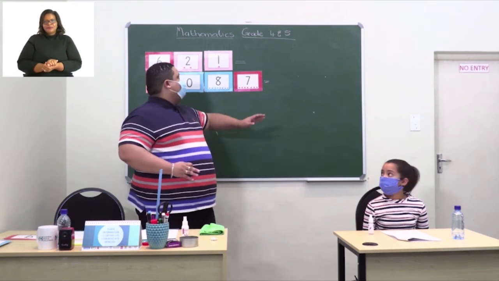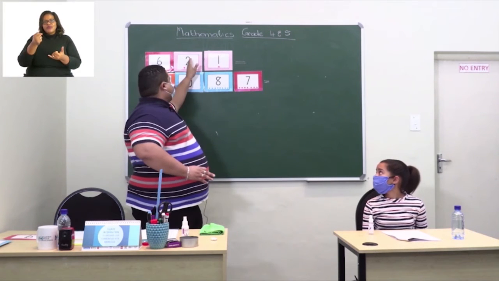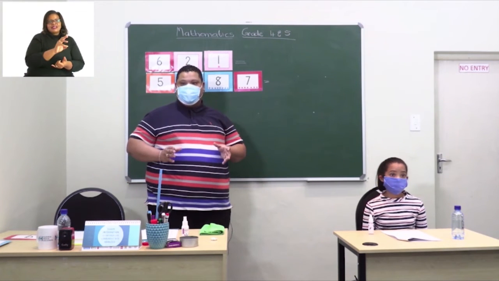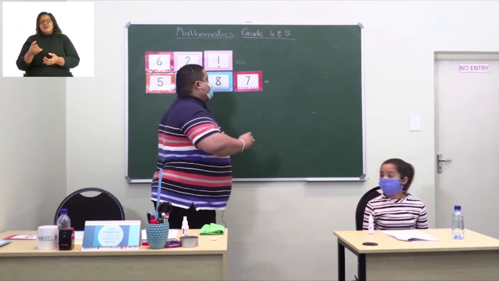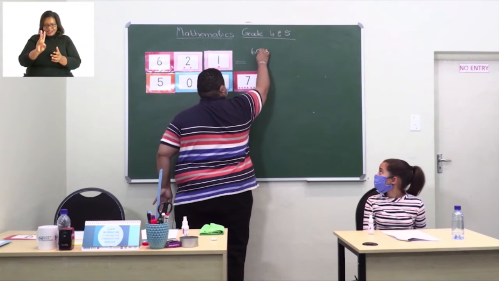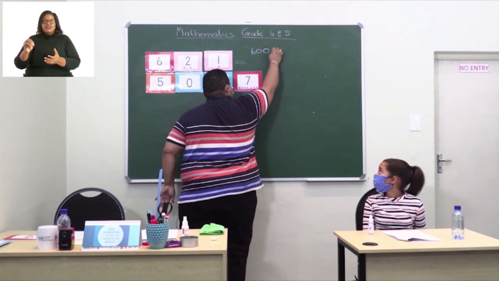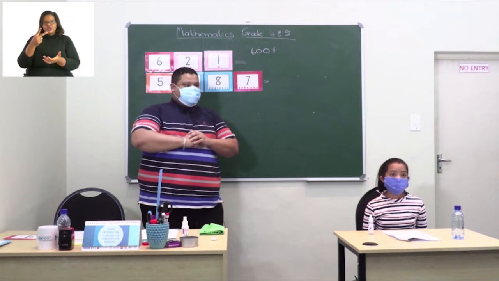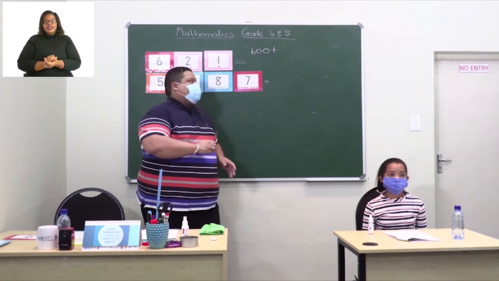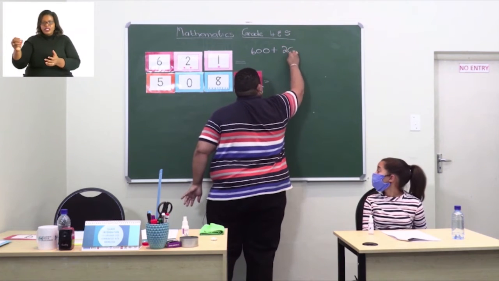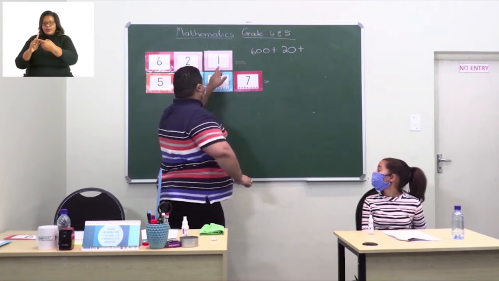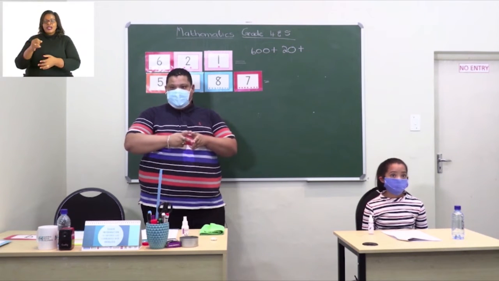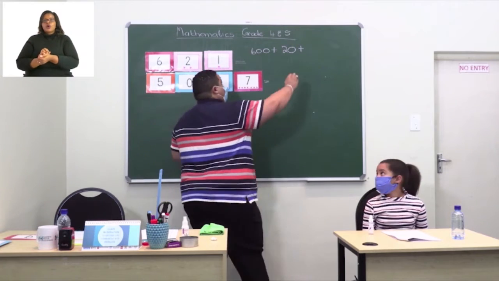Going back to place value, we know the 1 is a unit, the 2 is a 10, and the 6 is a 100. And according to the place value, that 6 value is 600. So we write 600 plus. What is the value of the 2? The 2 is in the place of the 10, and that means the value is 20. Plus the value of the 1. The 1 is a place of the units, and that gives it a value of 1.